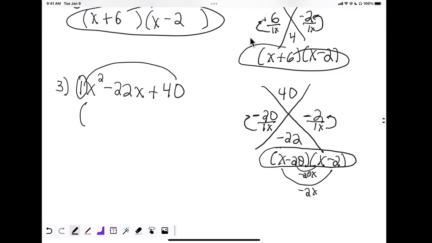And of course, you can do it the traditional way. X squared becomes x and x. I have a minus. I have a plus. That's a minus minus. It would be 20 and 2. And I'd have the same answer.